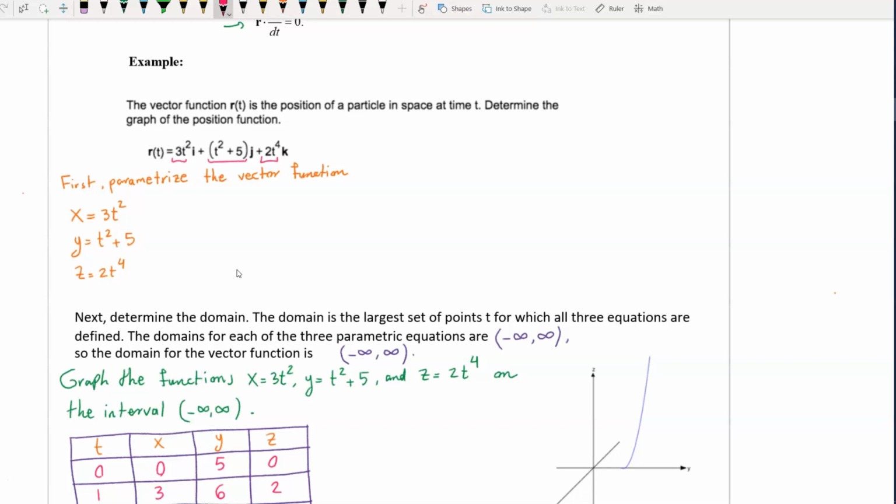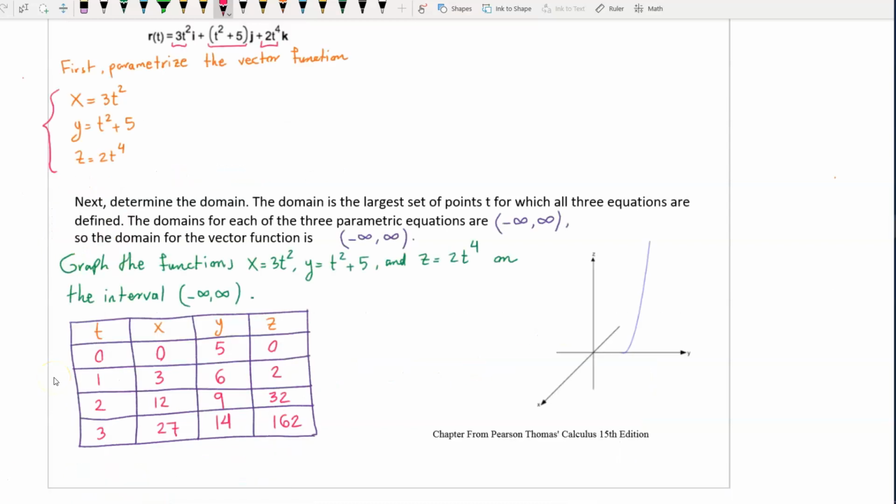Next, determine the domain. The domain is the largest set of points t for which all three equations that we had here are defined. The domains for each of the three parametric equations are all real numbers, so it's negative infinite, positive infinite. So the domain for the vector function is negative infinite, positive infinite. Graph the functions x equal to 3t squared, y equal to t squared plus 5, and z equal to 2t to the 4th power on this interval, which is negative infinite, positive infinite.